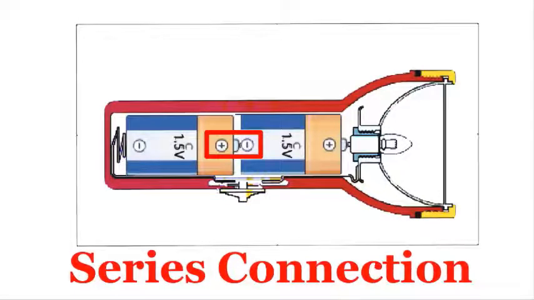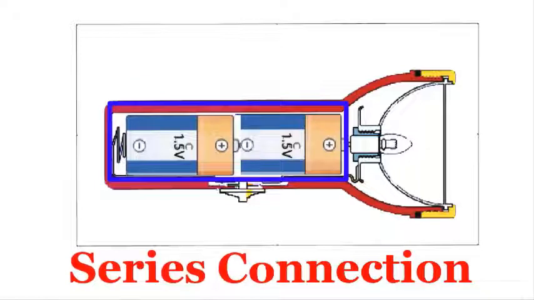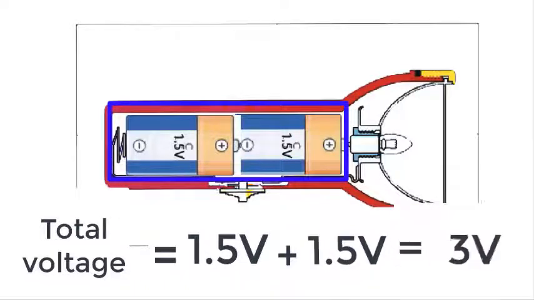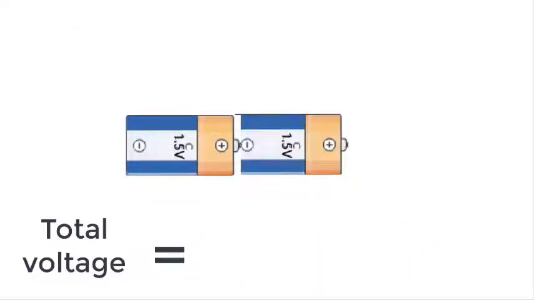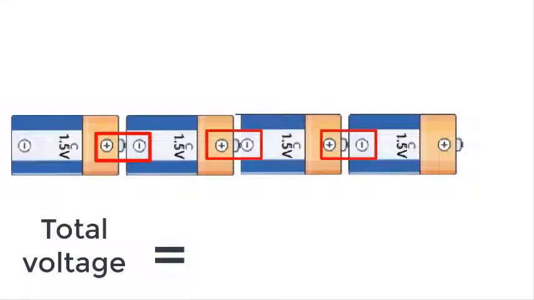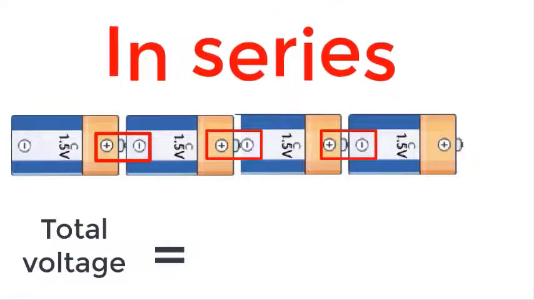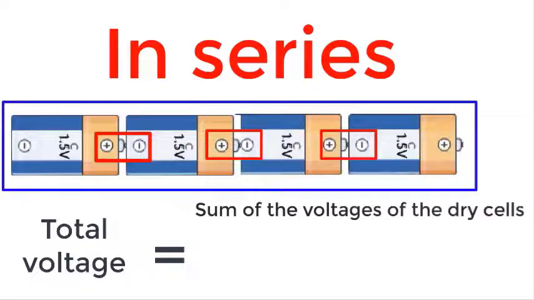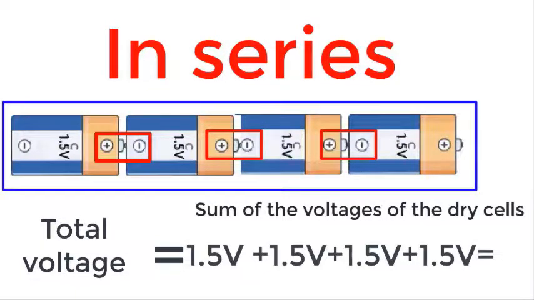To find the total voltage given by these dry cells, you have to add them. Then 1.5 volt plus 1.5 volt gives 3 volt. Find the total voltage in this connection. Because the positive terminals of the dry cells are connected to the negative terminals of them, then they are connected in series. So the total voltage is equal to the sum of these voltages. So 1.5 volt plus 1.5 volt plus 1.5 volt plus 1.5 volt will give 6 volt.